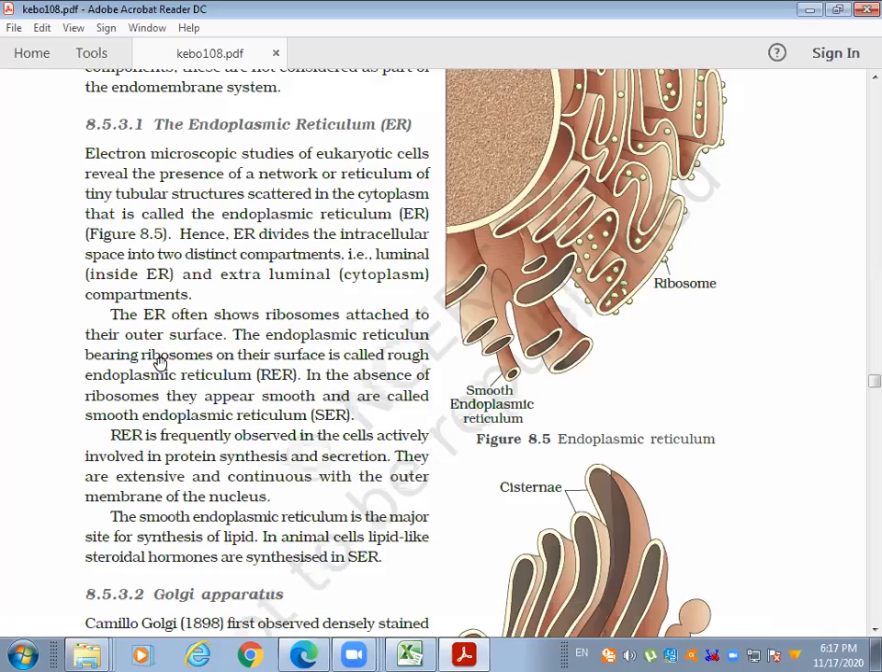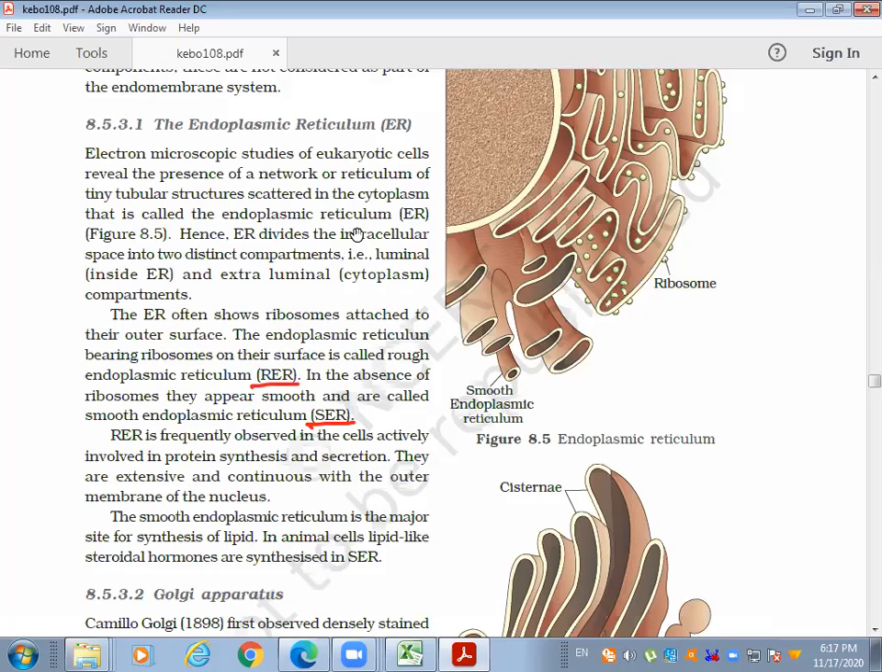The ER often shows ribosomes attached to its outer surface. The endoplasmic reticulum bearing ribosomes on its surface is called rough endoplasmic reticulum. In the absence of ribosomes, it appears smooth and is called smooth endoplasmic reticulum.